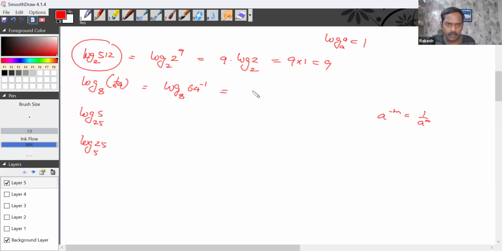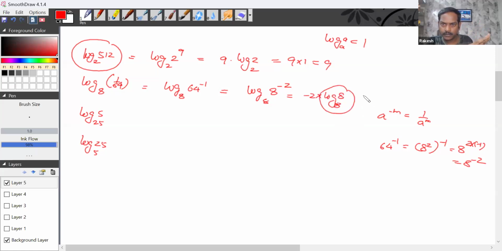With base 8, I can write this as log of this 64, which is nothing but 8 square. So this will become 8 to the power minus 2, because 64 to the power minus 1 is nothing but 8 square to the power minus 1, which makes it 8 to the power minus 2, with base 8. Again applying rule number 3, this comes to the multiplication portion. So it will be minus 2 times log of 8 with base 8. This will become 1, or the value is 1.